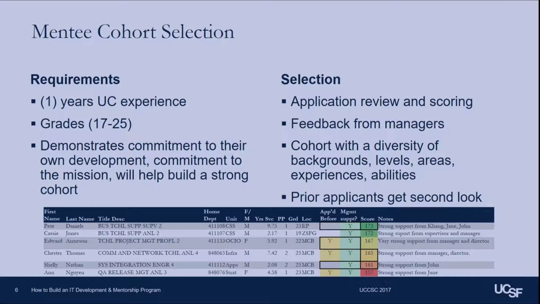We select them by having the entire committee score them, and then we come up with an aggregate score. We also get feedback from managers, both positive and negative. We don't blackball anyone, but we do like to get managers to tell us this person might not write very well, but they have this commitment to the organization that really gives them a plus. It's kind of a big upside. We add that to their score.